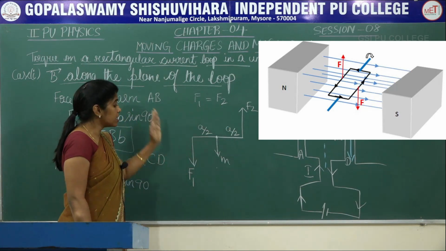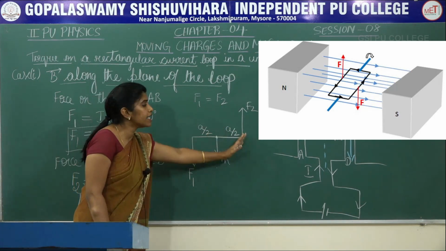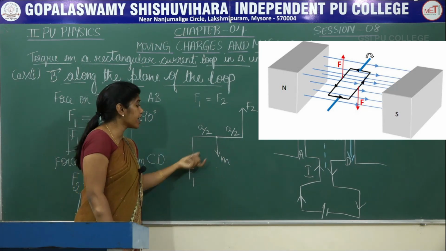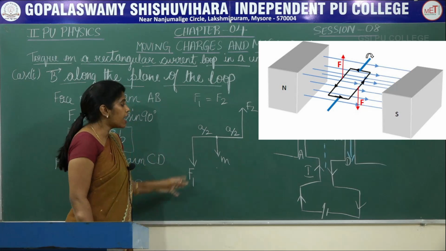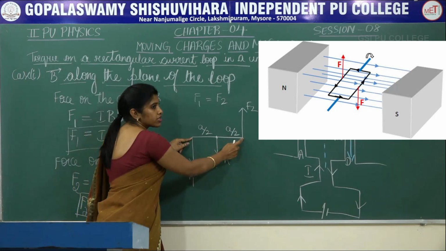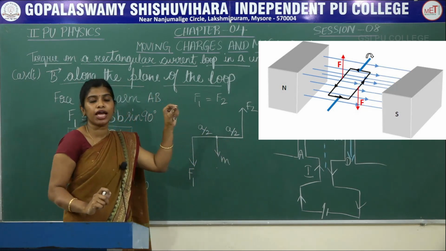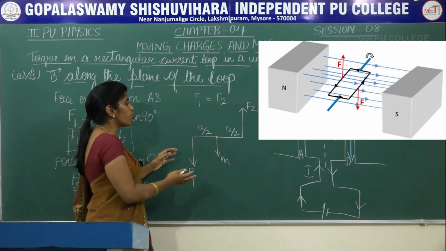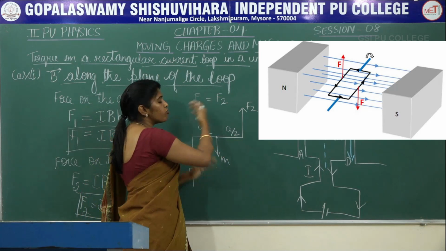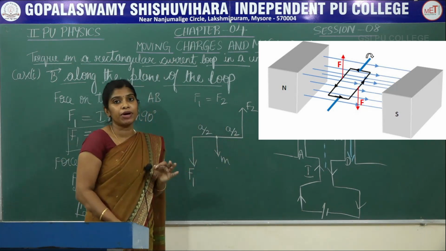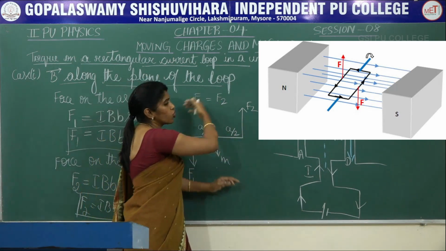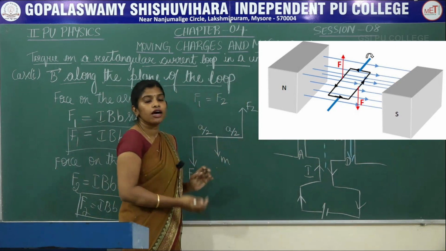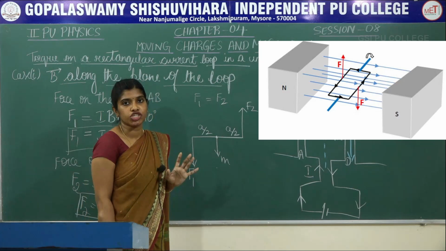Now you can see these forces are anti-parallel to each other. They are equal in magnitude, but their direction is opposite, and they are acting on different points. They are not acting on the same line of action, they are acting on different lines of action. Therefore, these two forces are going to form a couple and they start to rotate. They make the rectangular loop rotate in an anti-clockwise direction.